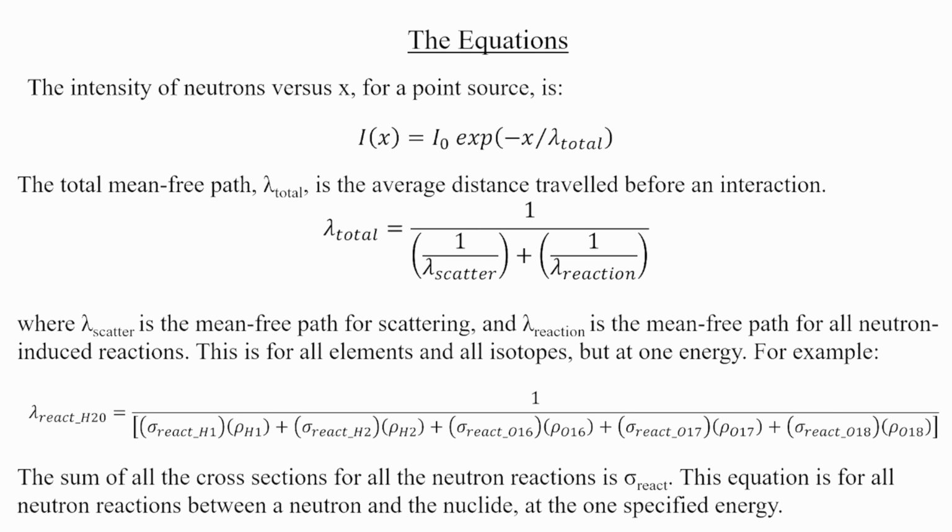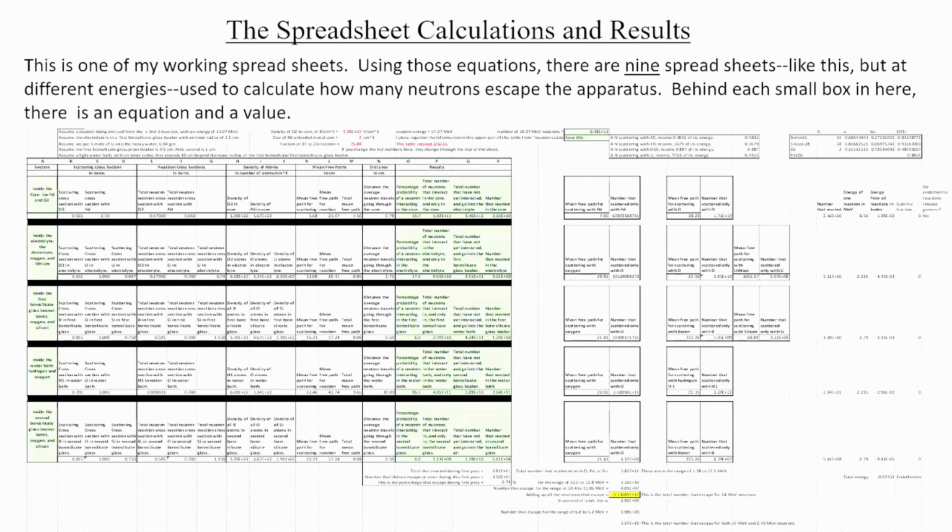So the sum of all cross sections for all of the neutron scattering, sigma react. This is for all of the reactions that occur. This equation is for all reactions between the neutron and the nuclide, but it's at one specific energy.